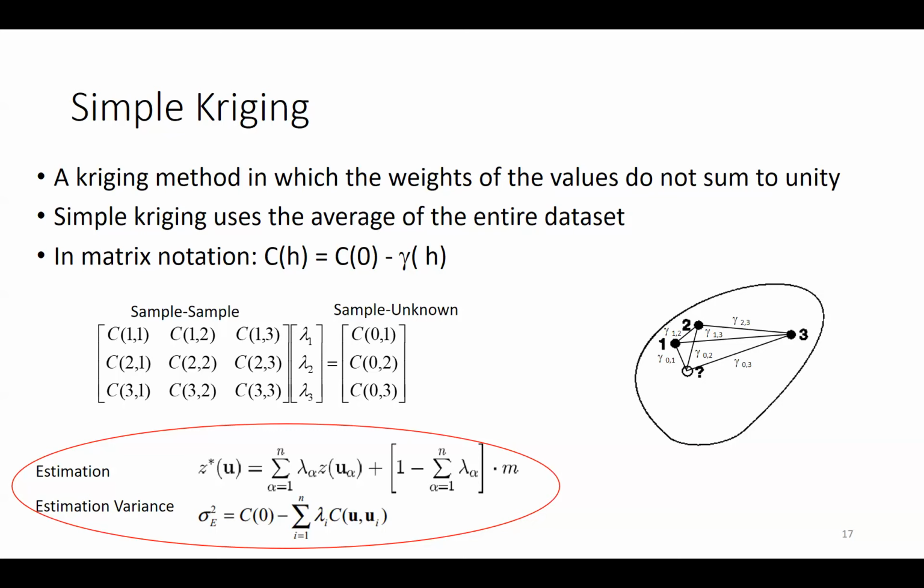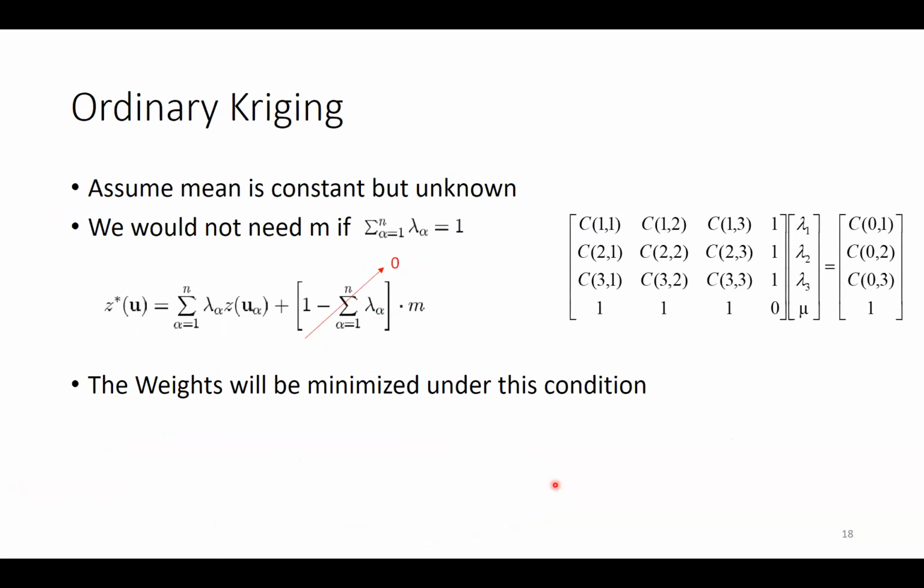And by substituting these lambdas in this formulation, with the values each observation has and the mean average of the entire data set, the summation of weights in simple Kriging is not 1, it might be 0.8 or 0.9, and easily we can estimate the unknown location. We can also have a prediction of the variance or the error that this location may have according to this configuration of observations. And this one is the ordinary Kriging.